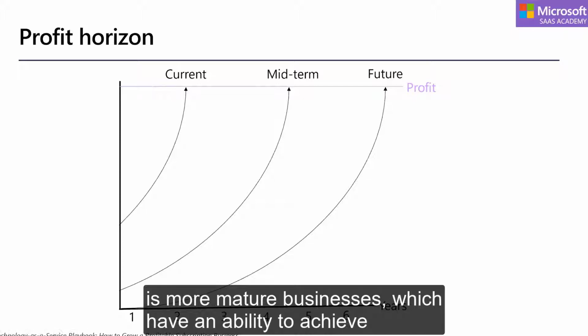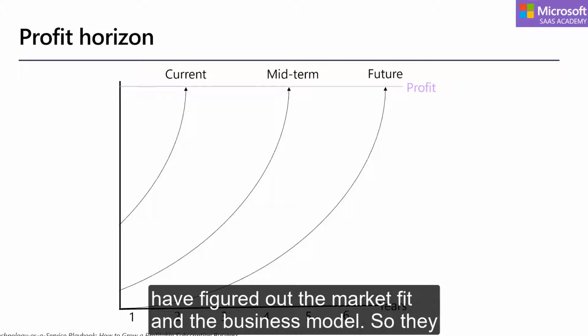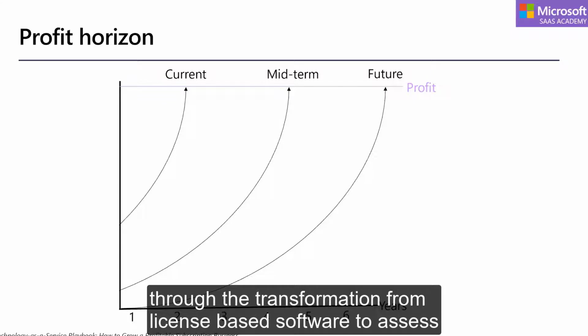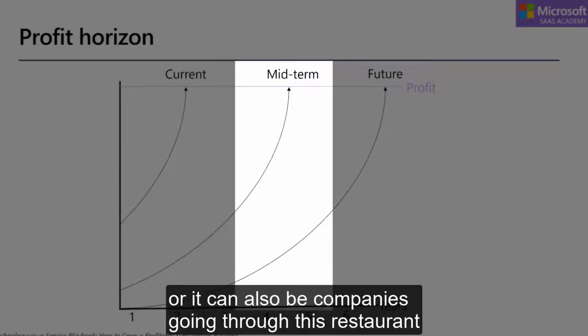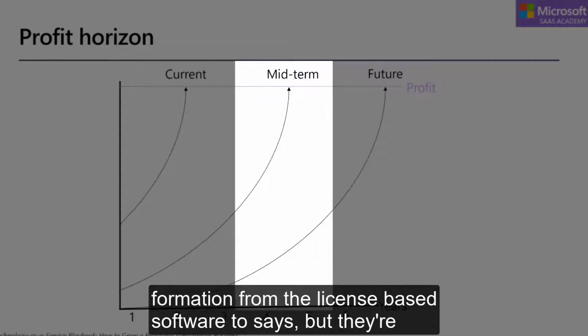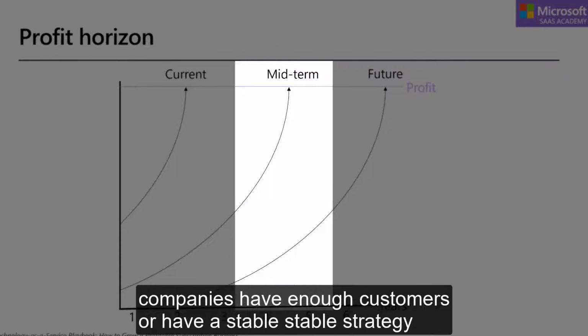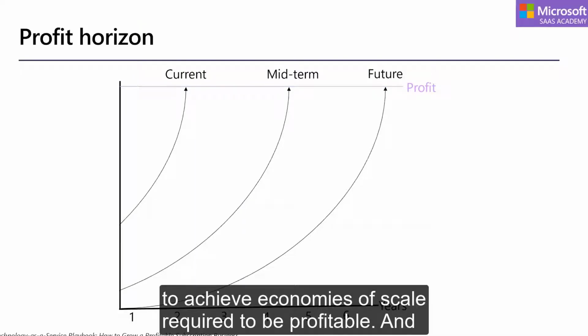The other category is more mature businesses, which have an ability to achieve profits within 2 to 5 years, perhaps scale-ups which have figured out the market fit and the business model, so they will fall into the mid-term category. It can also be companies going through the transformation from license-based software to SaaS, but not yet profitable from the new business model. Perhaps these companies have enough customers or have a stable strategy to get enough customers on the platform in the time frame to achieve the economies of scale required to be profitable.